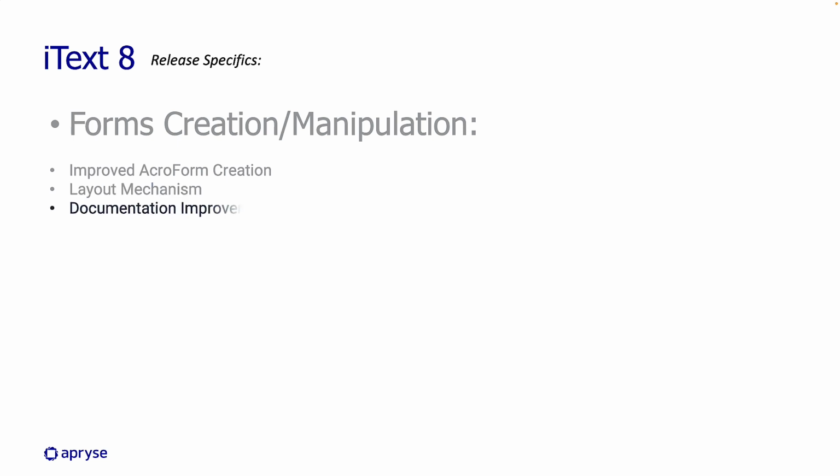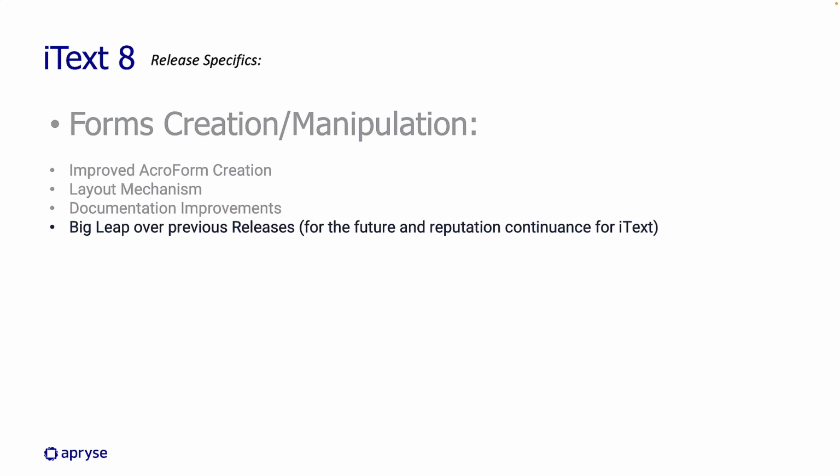We've also had documentation improvements specific to this new forms layout module. These have been created and are now available for Java as well as .NET within our iText GitHub repository. And this forms creation improvement represents a huge leap over previous releases. And quite frankly, it's further proof of iText's ongoing commitment of listening to our customers and improving our offerings. Oh, and this is for everyone, commercial as well as open source users. So everybody is able to embrace the new features in this release.